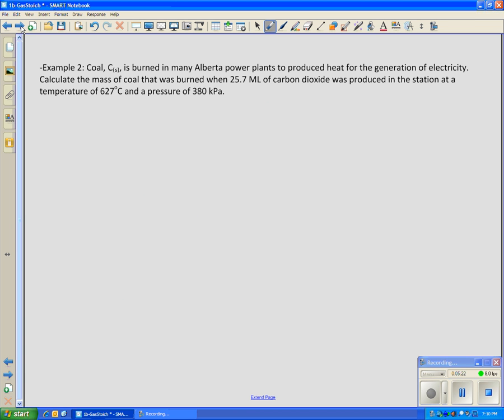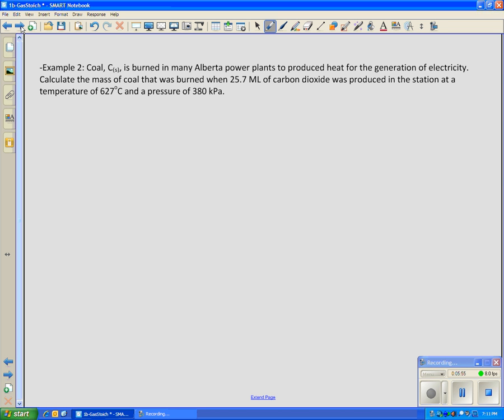In this example, we have a temperature and a pressure, so we're not at standard conditions, so we're going to have to use the ideal gas law. Coal, which is pure carbon, is burned in many Alberta power plants to produce heat for the generation of electricity. Calculate the mass of coal that was burned when 25.7 megaliters of carbon dioxide was produced in a station at a temperature of 627 degrees Celsius and a pressure of 380 kilopascals.